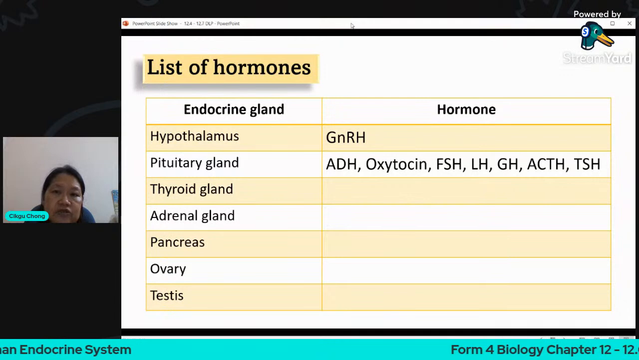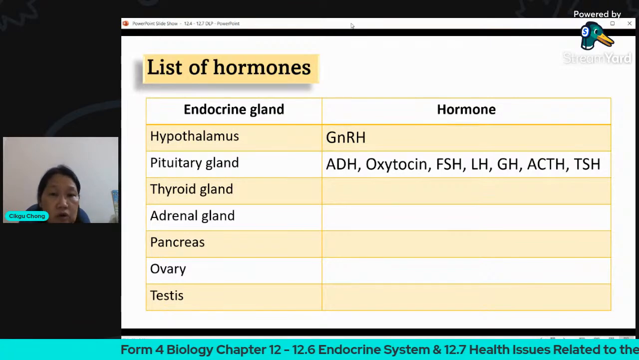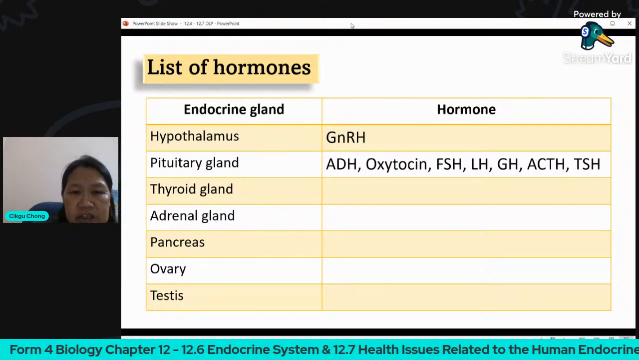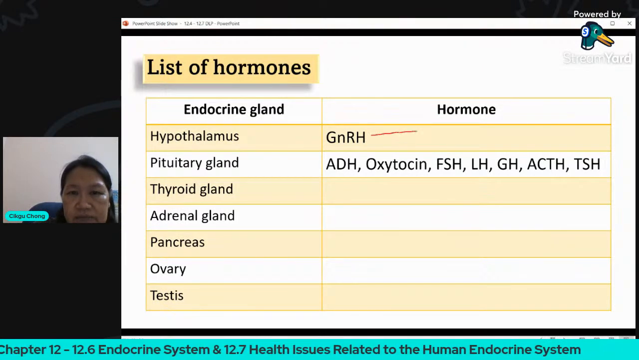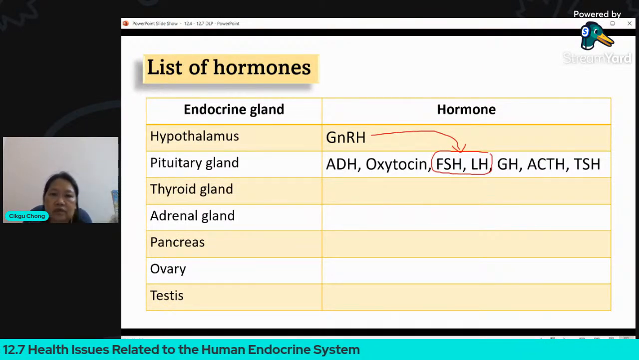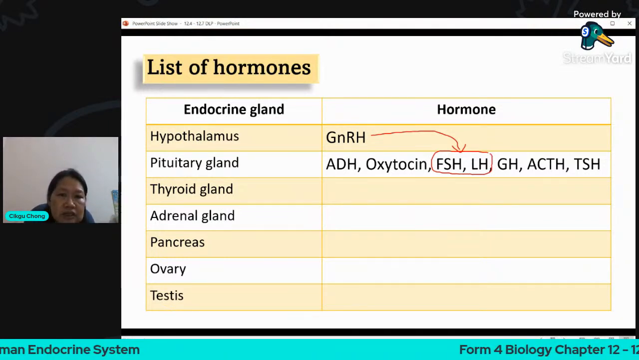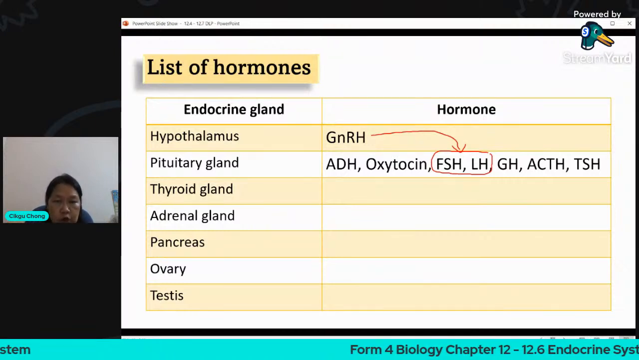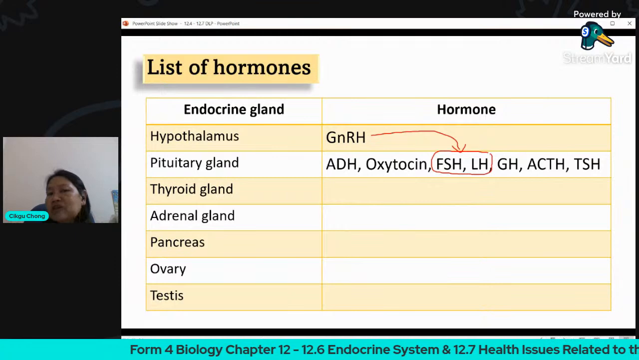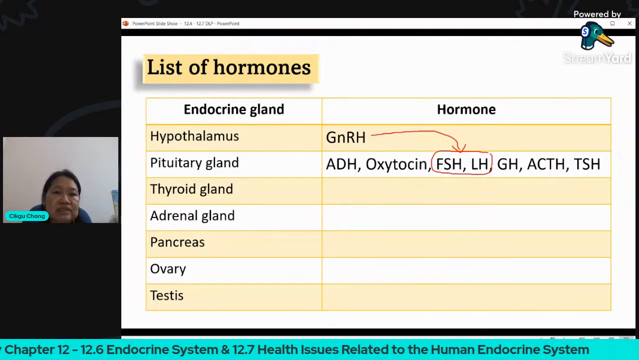ACTH is adrenocorticotropic hormone. TSH, thyroid stimulating hormone. So this GnRH stimulates the pituitary gland to produce these 2. Even though we say the pituitary gland is the master gland, because these hormones will also trigger the other glands to produce hormone, the pituitary gland also has its own master. The master is the hypothalamus.